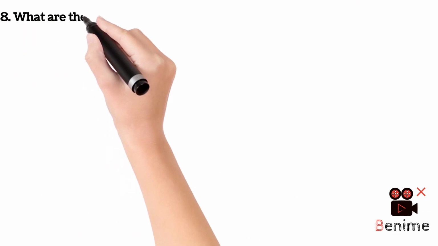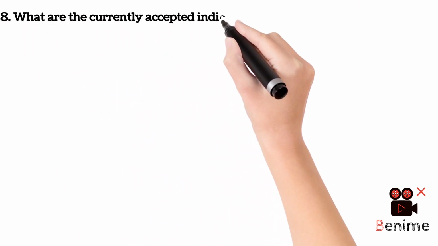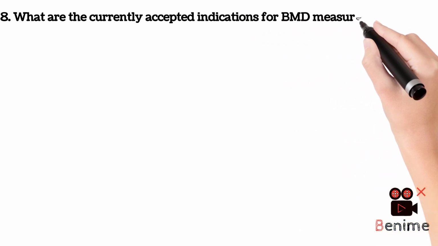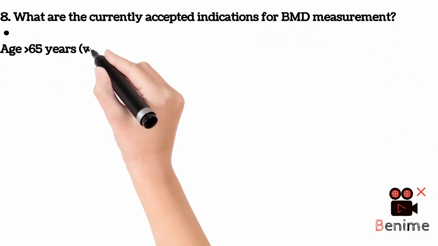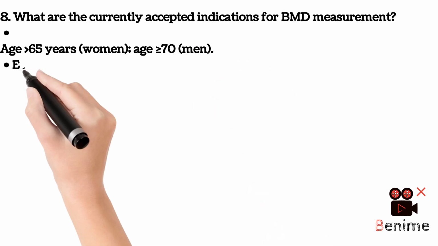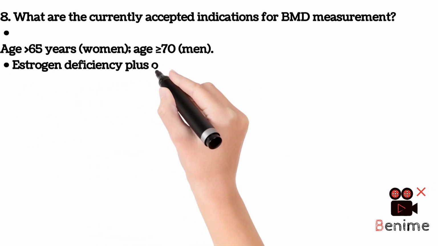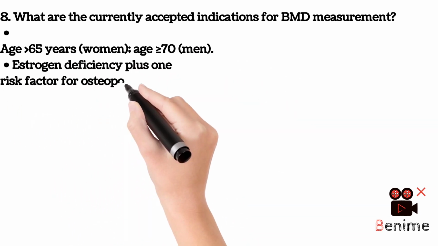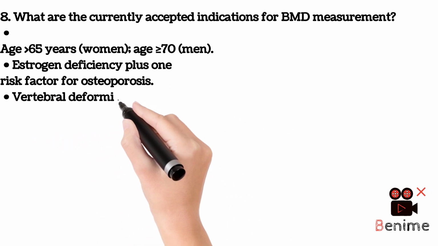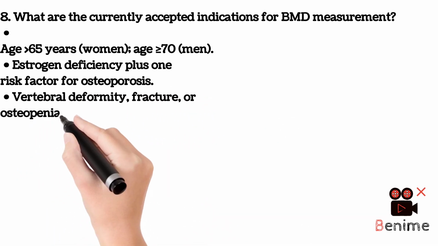8. What are the currently accepted indications for BMD measurement? Age greater than 65 years in women, age greater than or equal to 70 in men. Estrogen deficiency plus one risk factor for osteoporosis. Vertebral deformity, fracture, or osteopenia by X-ray.